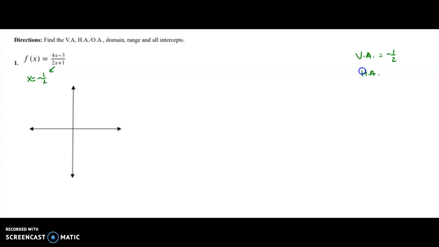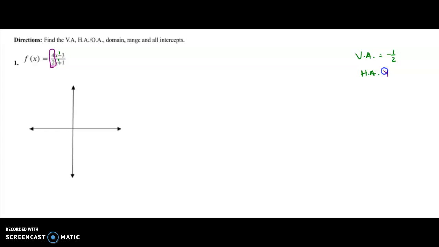The horizontal asymptote: the degree is 1, x to the first, x to the first. So we said if the degree is the same, then the horizontal asymptote is going to be the ratio of the leading coefficients.